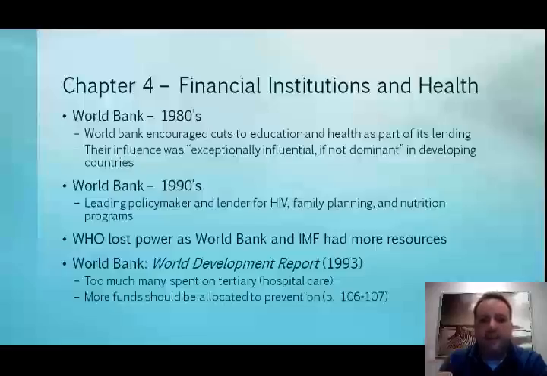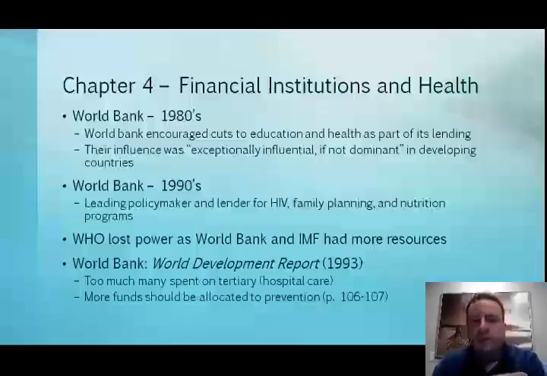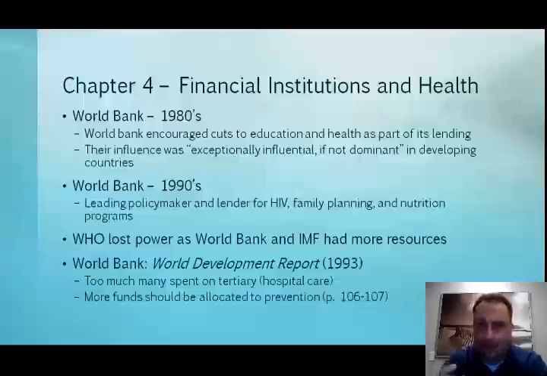However, after the Adjustment with a Human Face report came out in the late 80s, the World Bank started changing their tune significantly. And in the 90s, they are a lead policymaker and lender for HIV, family planning, and nutrition programs, things they previously did not fund and are funding now. And then the World Health Organization is kind of silent throughout this because, while a leader that comes up with model policy and what people should do, they don't have the money to back it like the World Bank and the International Monetary Fund do. So they don't have the power of those organizations.